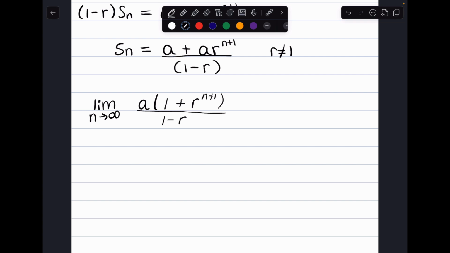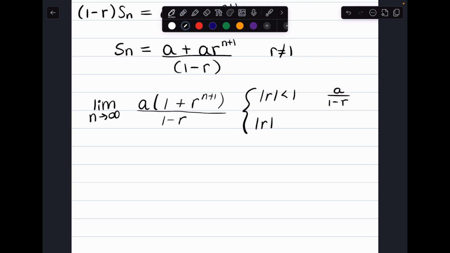Well, here, if we take n to infinity, one of two things is going to happen, and it's all dependent on this r to the n plus 1. If the absolute value of r is less than 1, so if r is something like 1/2, 1/5, negative 1/3, something like that, the r to the n plus 1 as n goes to infinity is going to tend to 0. If we have the absolute value of r less than 1, we'll end up finding that this limit is equal to a over 1 minus r.